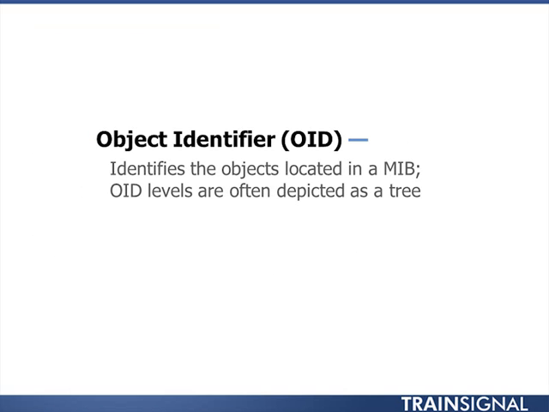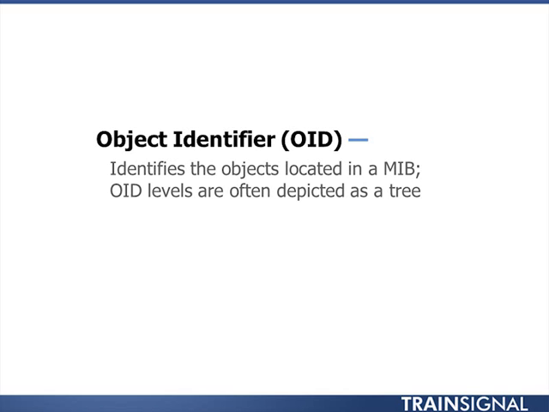And this is how Operations Manager, or how SNMP, will identify the objects that are located in what's called a management information base, which we'll talk about in just a second. OID levels are often depicted as a tree. So if you think about a management information base being basically a database of what's available for statistics on a device, the OID is going to be a specific element that's in that database.